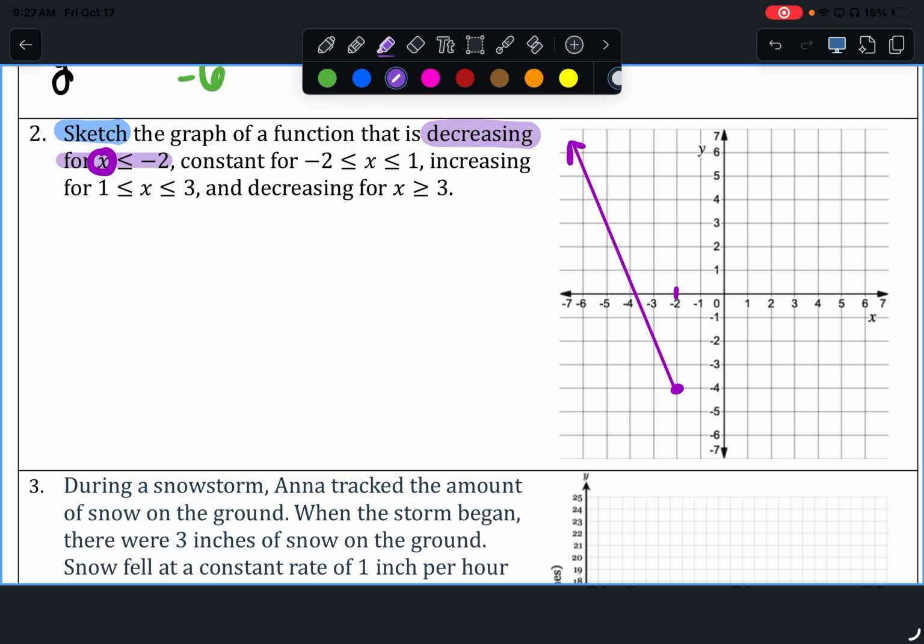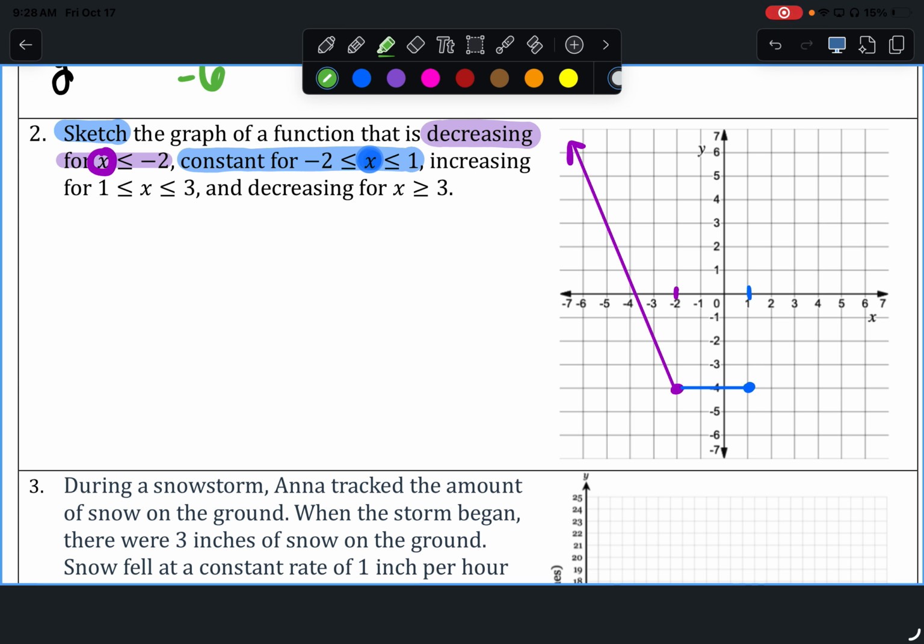Then after that, we have to draw a line that is constant from -2 to 1. Constant means what type of line? Straight line. So from -2 to 1, we're going to do a straight, horizontal line. Remember, we're using the x-axis of where to go for these.